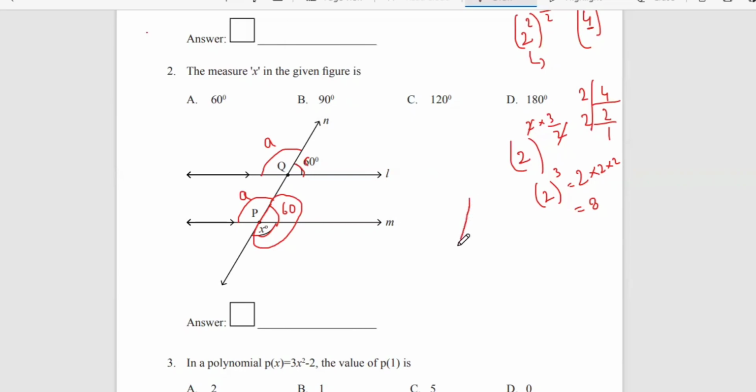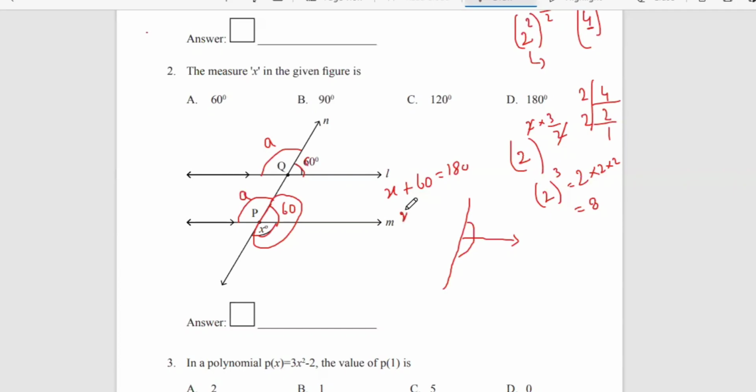Now what does that mean? This is a straight line, and upon it a ray is standing. So we can apply one more property, which is the linear pair of angles. When a ray stands on a straight line, it forms a linear pair of angles, and the sum of a linear pair of angles is equal to 180. That means x plus 60 is equal to 180. The reason is linear pair of angles.